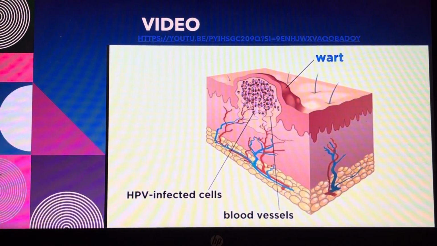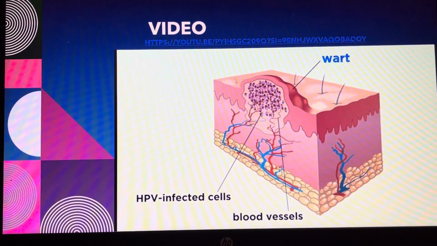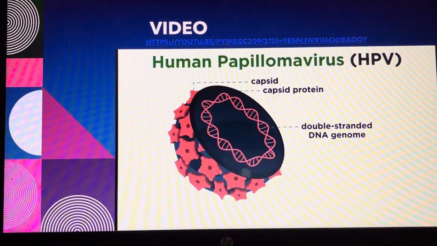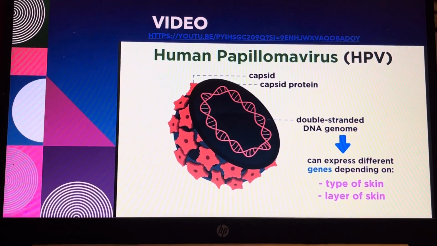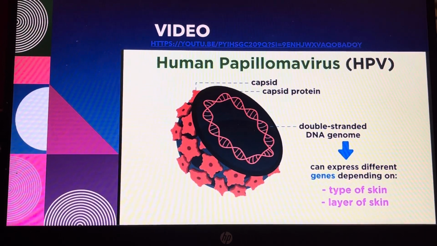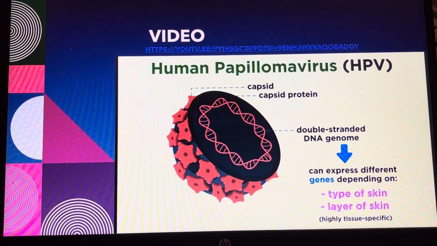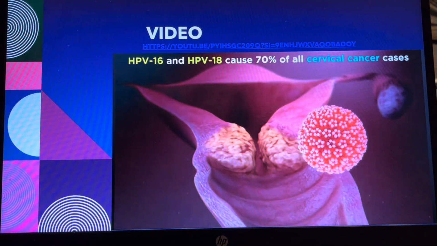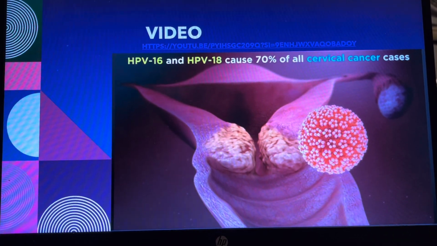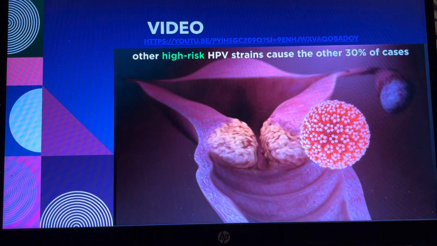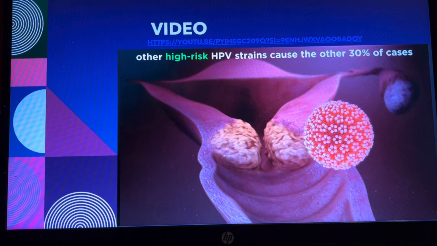Of course, not everyone infected with HPV develops warts, and in fact, most people who get HPV have no symptoms at all. So why does it vary so much? HPV expresses different viral genes depending on the type and layer of skin that the virus has broken into, with the added variable that the different types of HPV are very tissue-specific. In particular, two strains of the virus, HPV 16 and HPV 18, are responsible for about 70% of cervical cancer cases. The other 30% of cancer cases are caused by a dozen or so high-risk HPV strains.